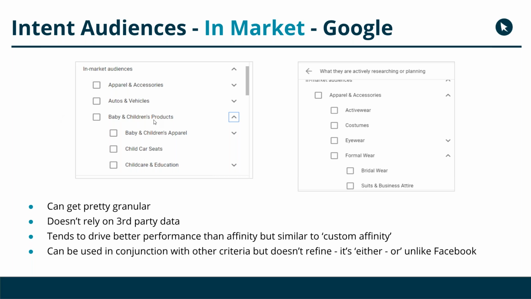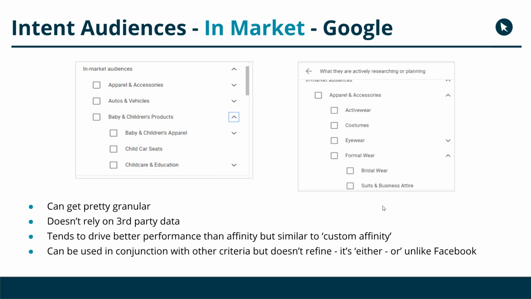And so if I'm selling baby products, you can actually get pretty granular with this. Like maybe I'm selling baby education products, childcare education. You can get down to that level of granularity. Same with apparel and accessories. You can get all the way down to like suits and business attire, for example. And so this is really good.